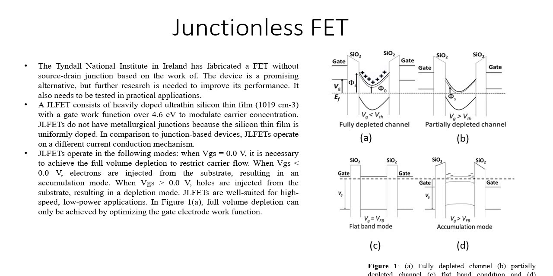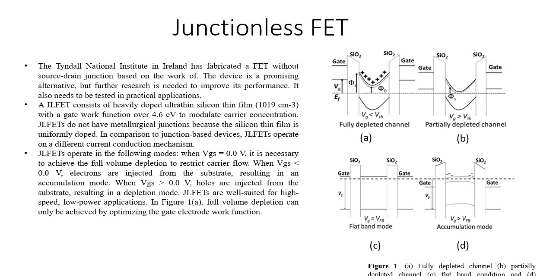In comparison to the junction based transistor, the junctionless FETs operate on a different current mechanism. Basically in junction FETs, the current flows on the surface of the channel, and in the junctionless transistor there is what we call bulk conduction. Bulk conduction means the current flows between the source and the drain in the middle of the silicon film, the thick film. So it is basically a bulk conduction.